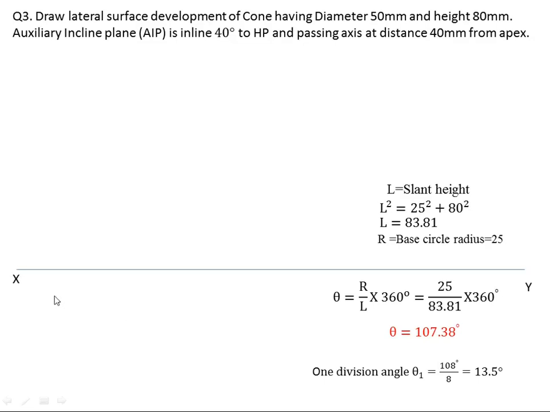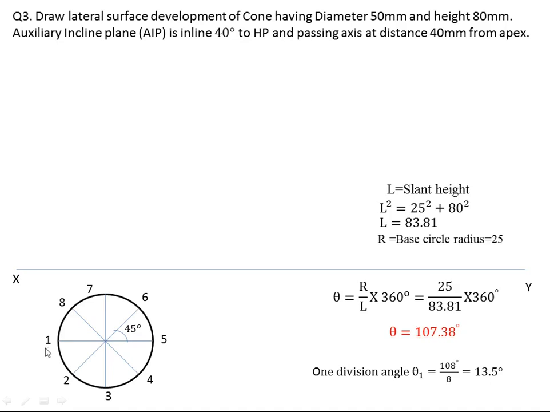So first I will draw the XY line, then draw the top view. Here we will draw a circle of diameter 50 mm, divide that circle into 8 equal parts, give the naming 1, 2, 3, 4, 5, 6, 7, then transfer the projections. Now here the cone in front view looks like an isosceles triangle.